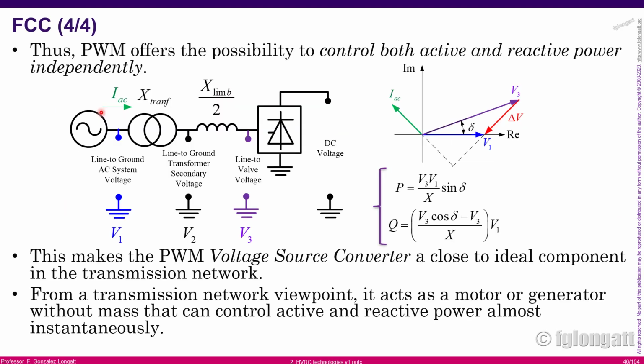Here, as you can see, I have now a more simplified model. We have a voltage source, we have a transformer, we have a reactance here in series with this one. And what if you are using PWM, what you can get is in a voltage source converter, we can decouple the active power and the reactive power, and that is a massive advantage, okay?